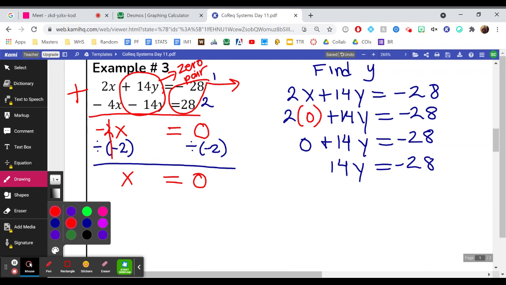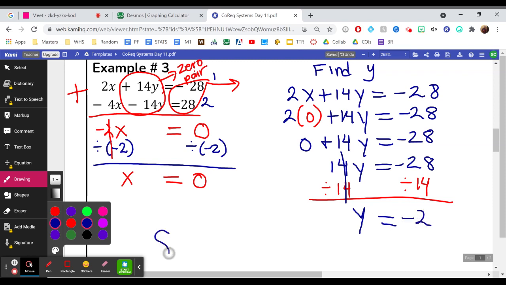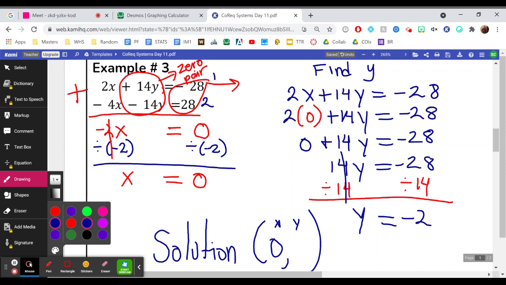Now, I don't have y by itself, so I'm going to divide both sides by 14. The 14 divided by 14 is a 1, so I don't need to write it since it's positive. I'm just going to put y is equal to negative 28 divided by 14. If you put it in decimals, you should get a negative 2. So my solution in x comma y should be x equals 0, y equals negative 2.